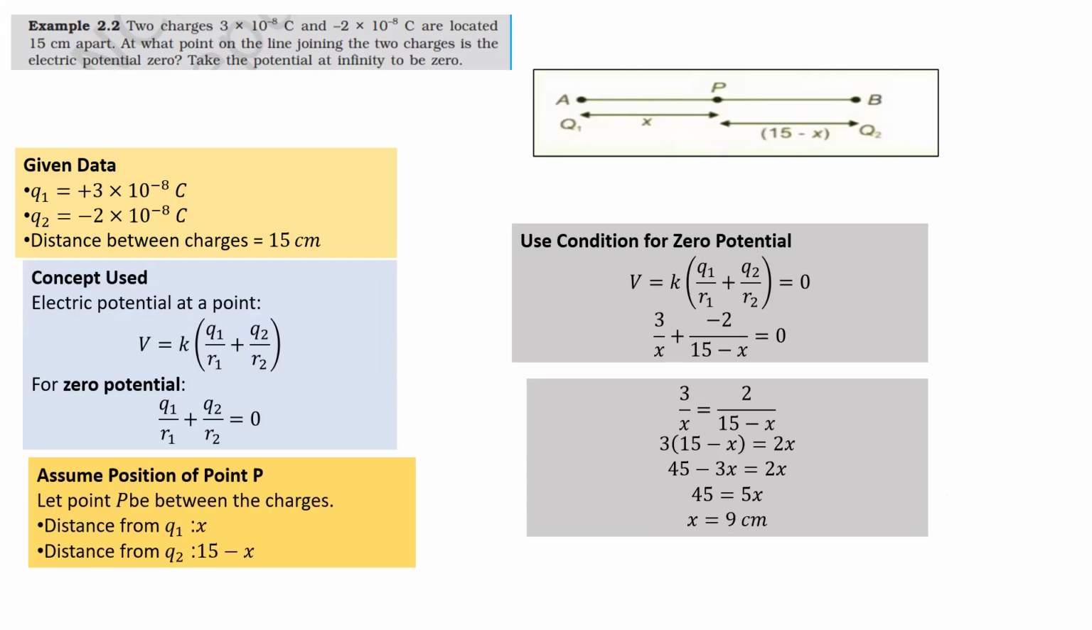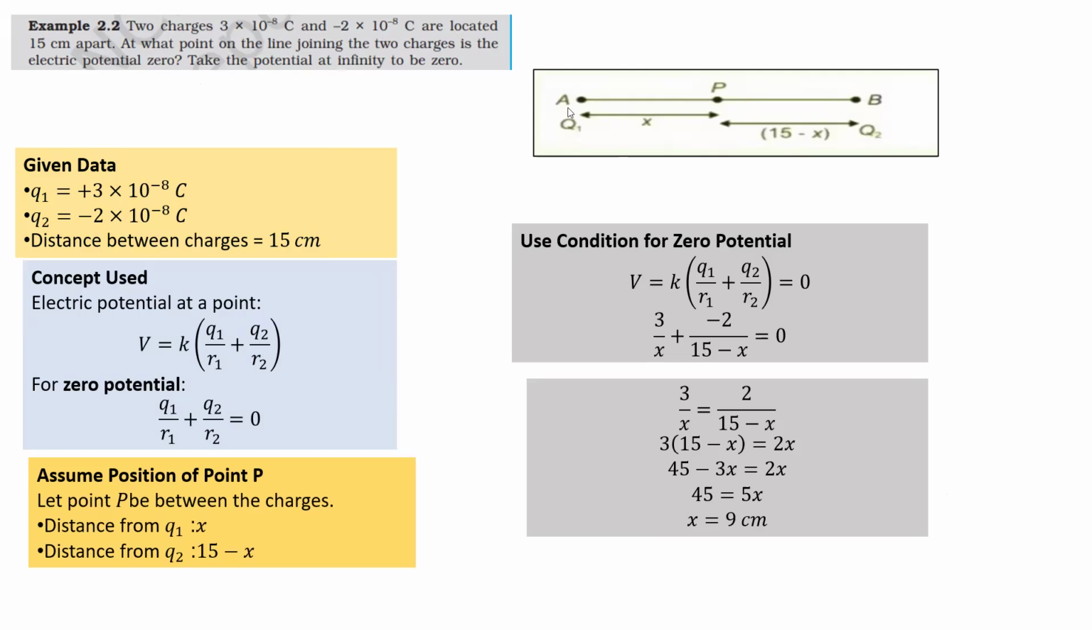Example 2.2. Two charges, 3 × 10^-8 coulomb and -2 × 10^-8 coulomb, are located 15 centimeter apart. At what points on the line joining the two charges is the electric potential 0? Take the potential at infinity to be 0.